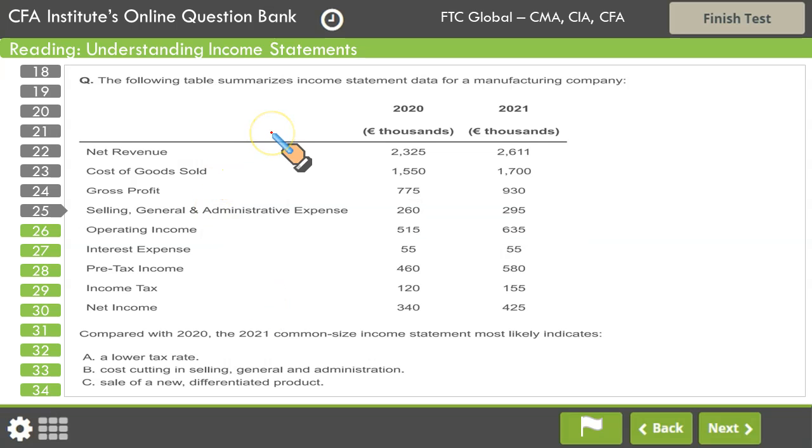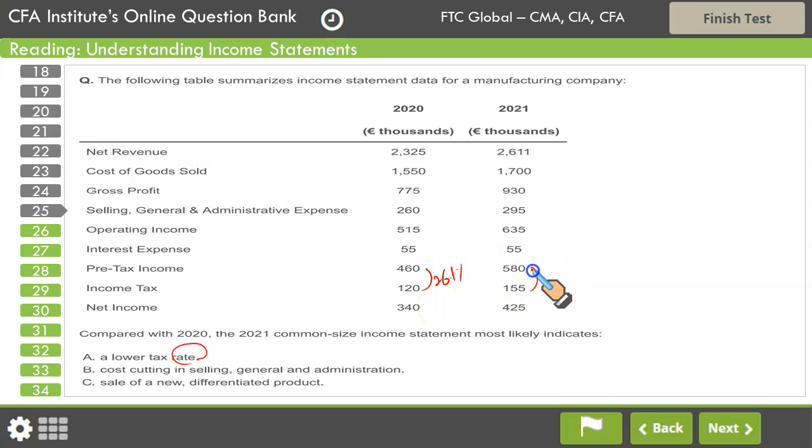The following table summarizes income statement data for a manufacturing company. Compared with 2020, the 2021 common size income statement most likely indicates what? Lower tax rate. Okay, let us just see what was the tax rate last year. Tax rate is income tax upon pre-tax income. So 120 upon 460 gives you 26.08. So I'm going to write it as 26.1%.